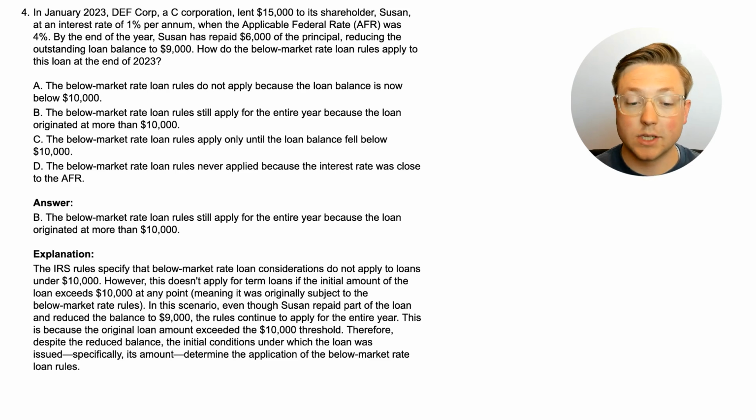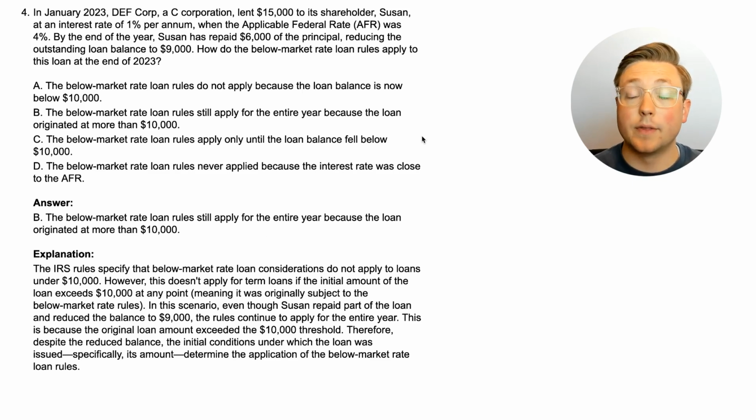The IRS rules specify that below market rate loan considerations do not apply to loans under $10,000. However, this doesn't apply for term loans if the initial amount of the loan exceeds $10,000 at any point, meaning it was originally subject to the below market rate rules. By the way, if you noticed, it says term loans right here. Term is kind of more what we typically think of when we think of loans.